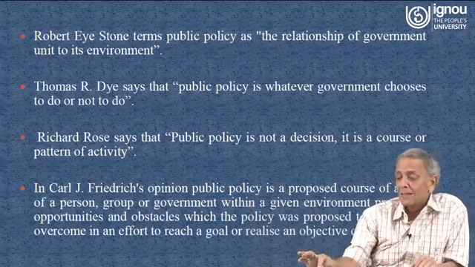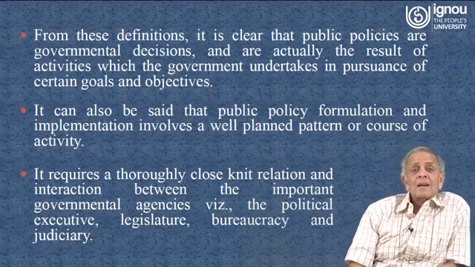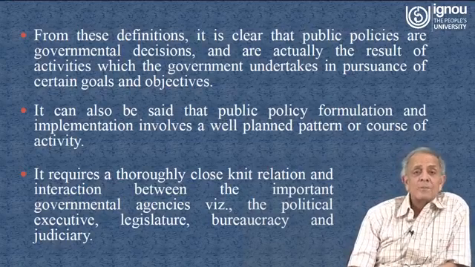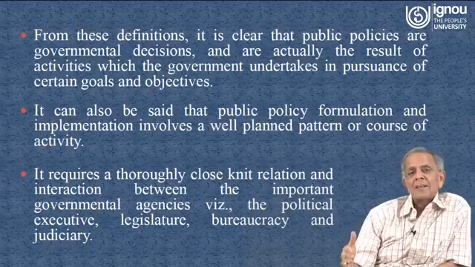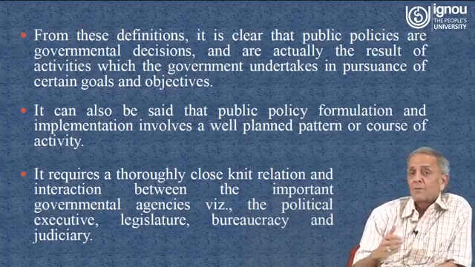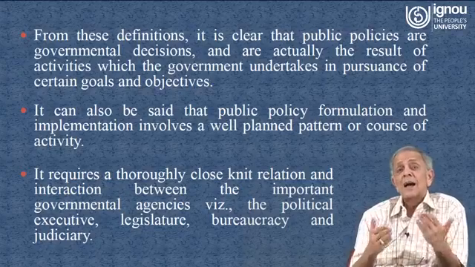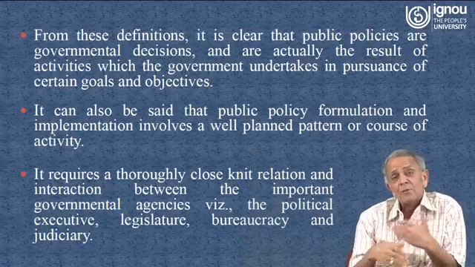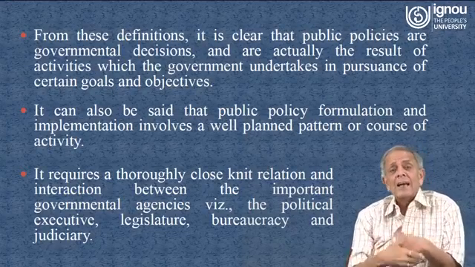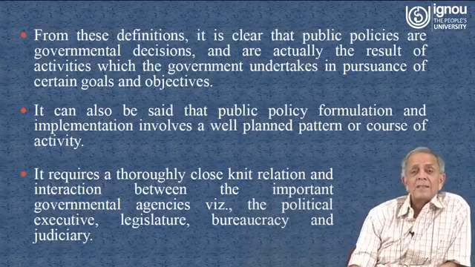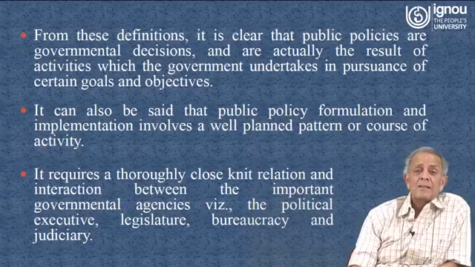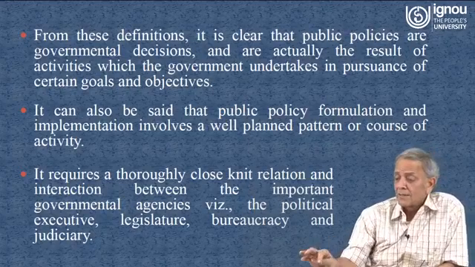So from these angles we reach the conclusion that public policies are governmental decisions and are actually the result of the activities which the government undertakes in pursuance of certain goals and objectives. So it is clear that policies have goals and objectives which are supposed to be taken care of. Now goals and objectives will be determined within a given frame and will keep on changing with the passage of time. It can also be said that public policy formulation and implementation involves a well-planned pattern or course of activity. It requires a thoroughly close-knit relation and interaction between the important government agencies: the political executive, legislature, bureaucracy and judiciary.